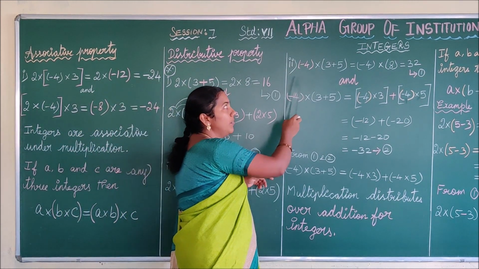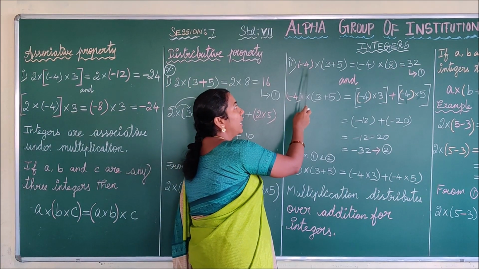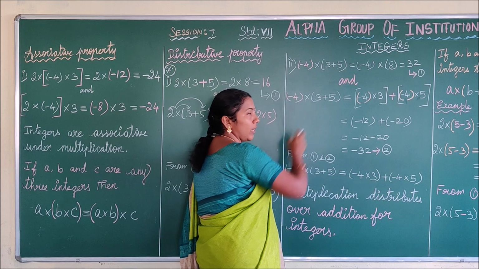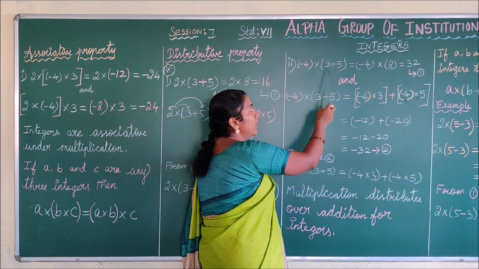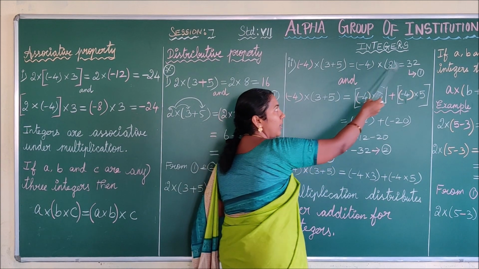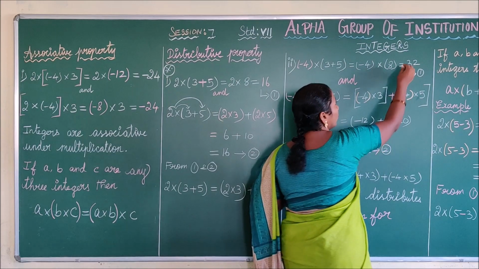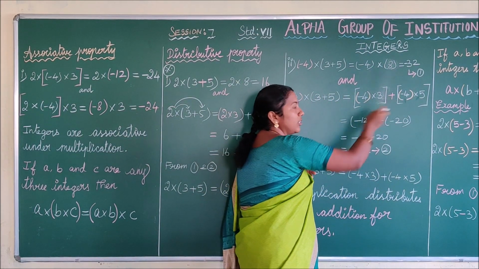In this example, we are taking one negative integer and 2 positive integers. See here, children. Minus 4 into 3 plus 5. As in the first example, first we are adding these two numbers. 3 plus 5 you get 8, and then multiplying this 8 with minus 4 you get minus 32. Which states that it is minus 32. Let it be equation number 1.